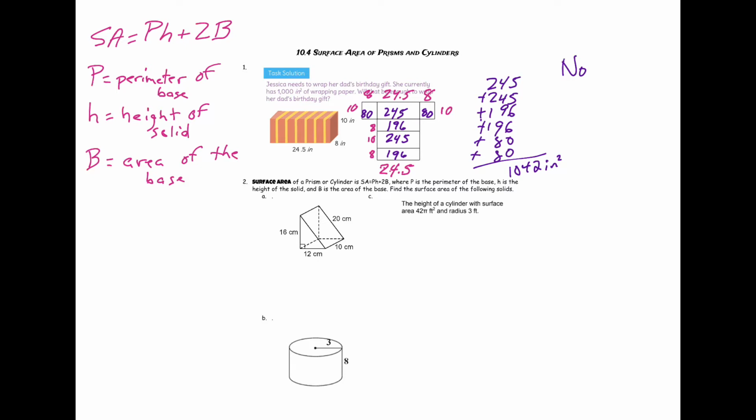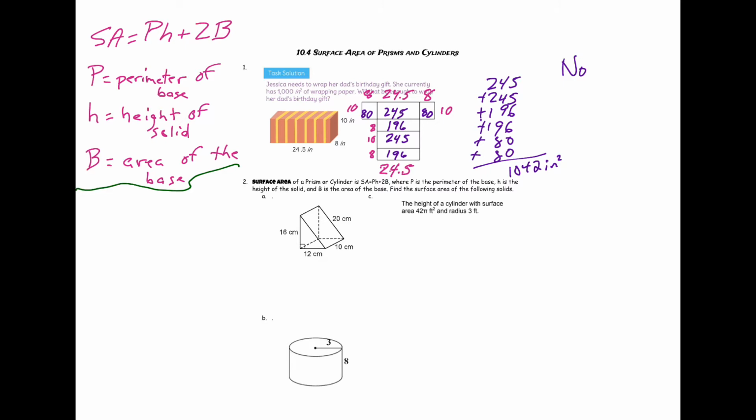So now we can use that formula and we can solve these problems. So let's start out with number 2, problem A. I'll leave that up there. So the surface area of a prism or cylinder equals pH plus 2B, where p is the perimeter of the base, h is the height of the solid, and B is the area of the base. So let's do it. First of all, think to yourself, what is 2A? What type of shape is it? Lots of people are going to say pyramid, but it can't be a pyramid because it has 2 bases. So this is a triangular prism, which means my base is the triangle.